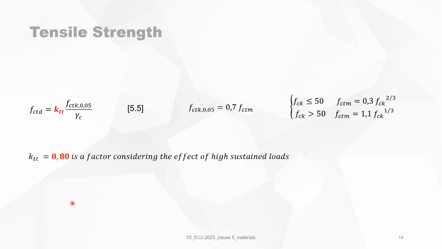Then we have tensile strength. We have seen that the formula changed for high strength concrete. Now, this is curious because now the limit is 50. We should expect this to be 40 again, like it was chosen in the previous slide, but now this is a different value. It's 50. The formulas are simplified. That's very good. Just remember that fctk, the 5% limit, is 0.7 times the mean value, and k_tt is 0.8, a factor considering the effect of high sustained loads.